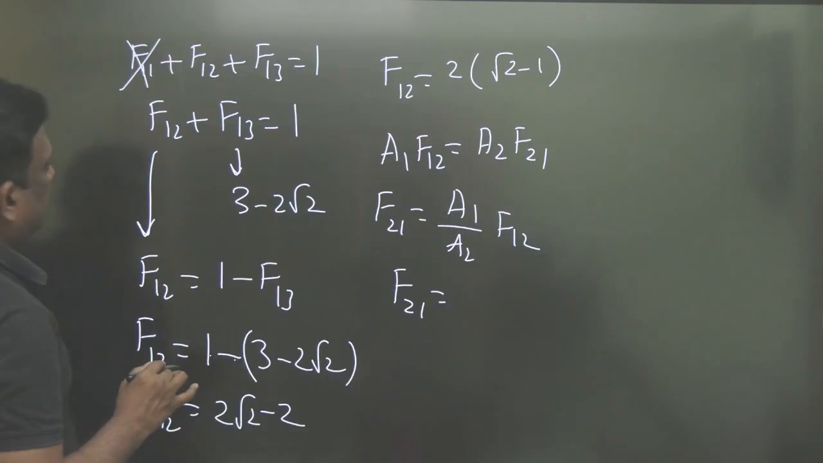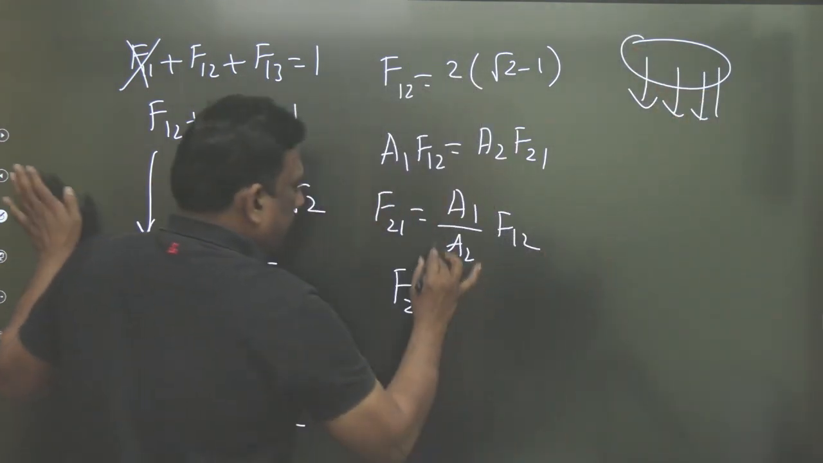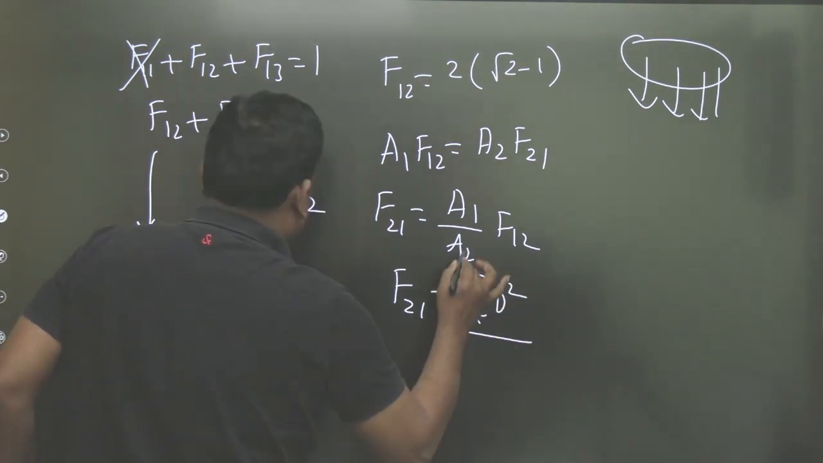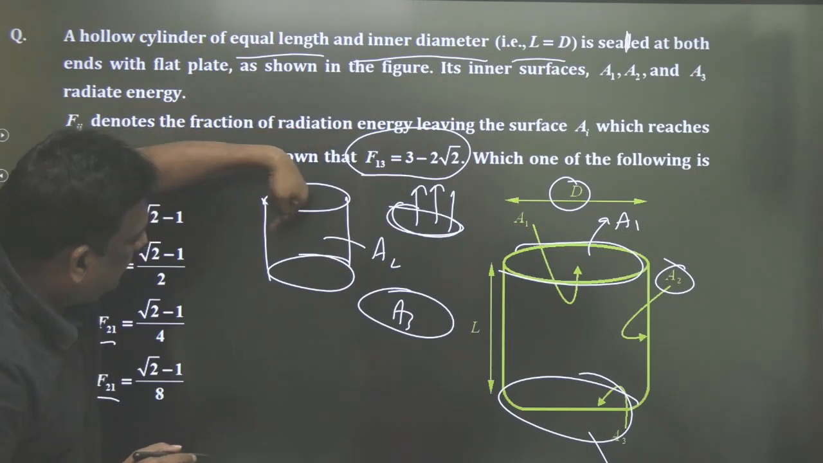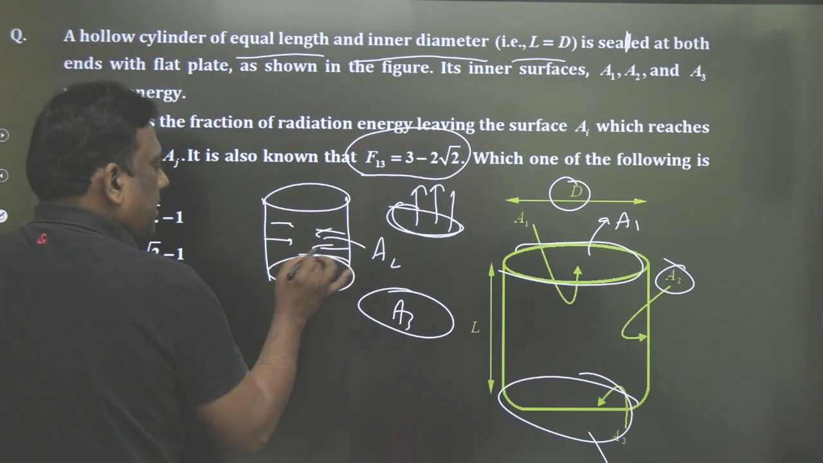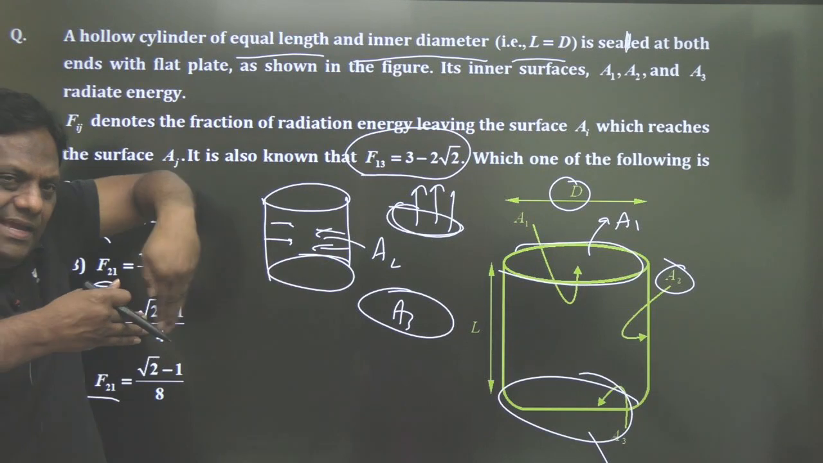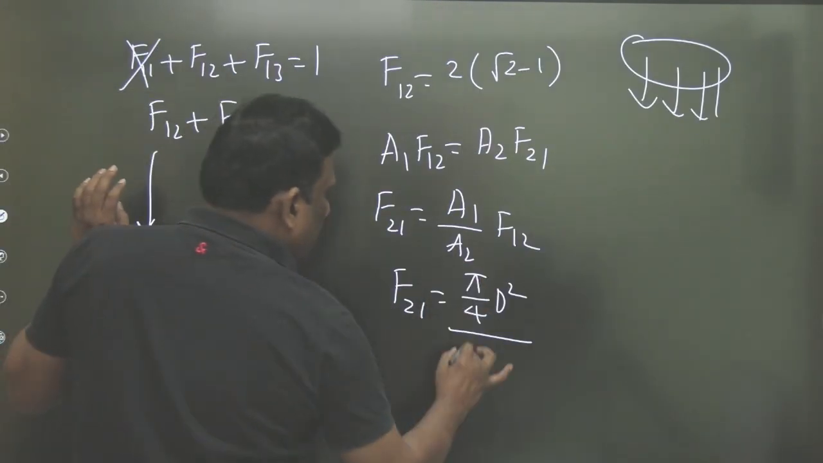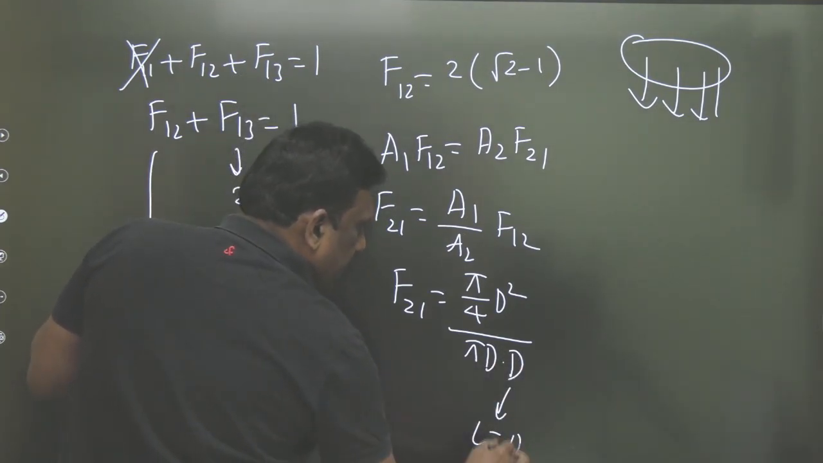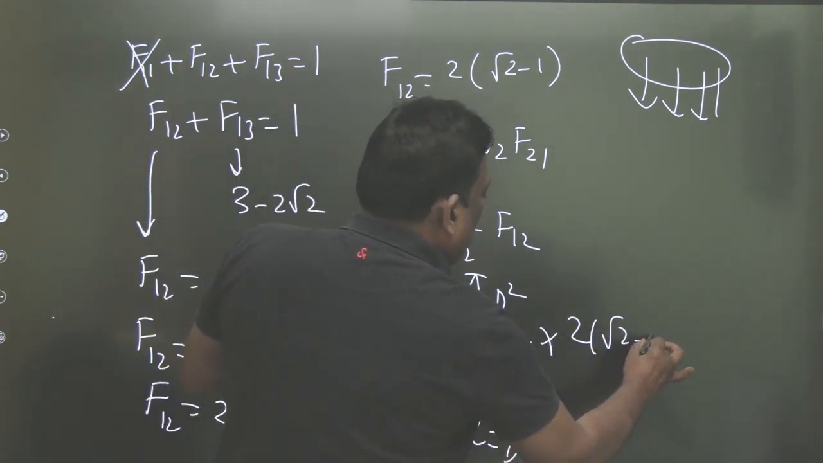Let me explain very clearly. This is a circular area. From here the whole radiation is coming from the surface. So A1 is pi by 4 d square, divided by A2. What is A2? Pi d into L, because, look, everything from here is the curved area, pi d into L. So A2 is pi d, and the length is also d because here L is equal to d, given, into A1 by F12. What is F12? 2 into root 2 minus 1.